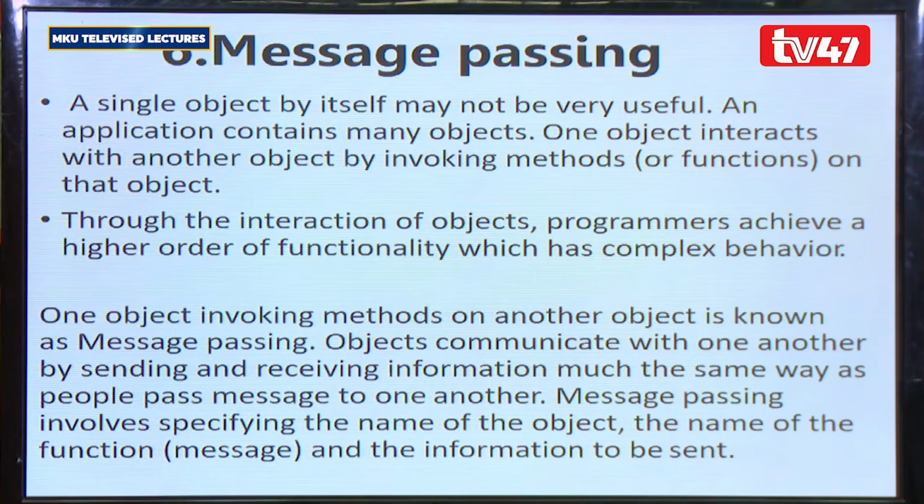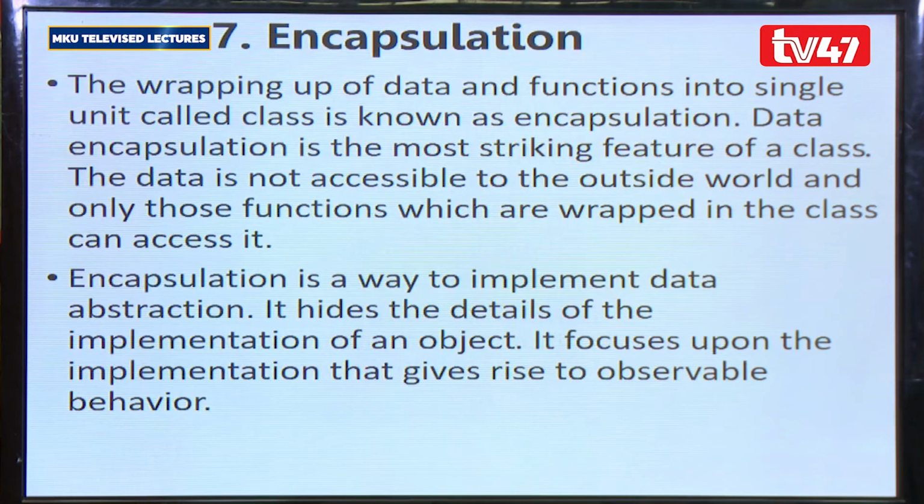So we can say that one object invoking methods on another object is known as message passing. Objects communicate with one another by sending and receiving information, much the same way as human beings communicate with one another. So objects being able to communicate with one another is what you are calling message passing. Message passing normally involves specifying the name of the object, the name of the function, that is the message, and the information to be sent.